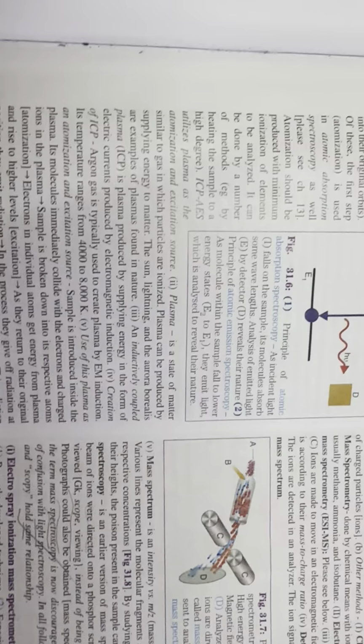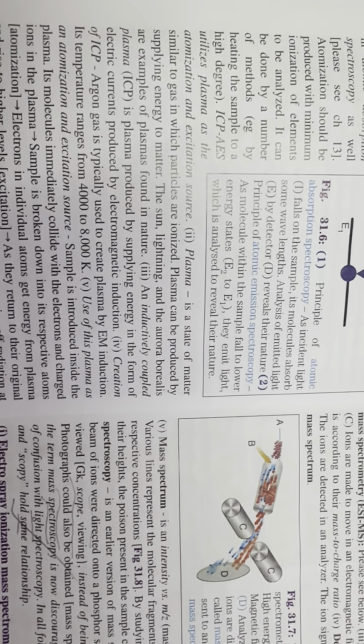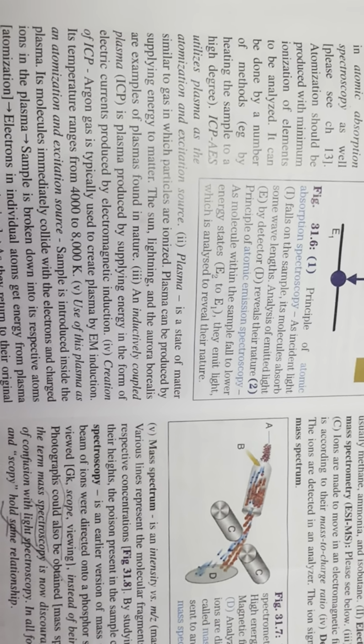ICP-AES utilizes plasma as the atomization and excitation source. Plasma is a state of matter similar to gas in which particles are ionized. Plasma can be produced by supplying energy to matter. The sun, lightning, and the aurora borealis are examples of plasma found in nature. An inductively coupled plasma is plasma produced by supplying energy in the form of electric current produced by electromagnetic induction.